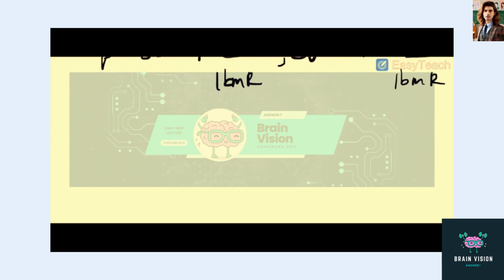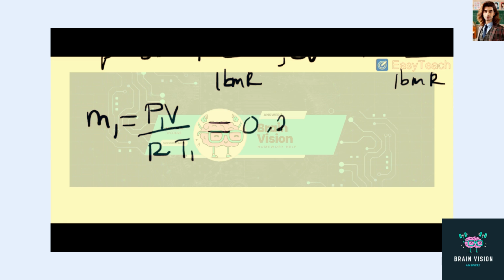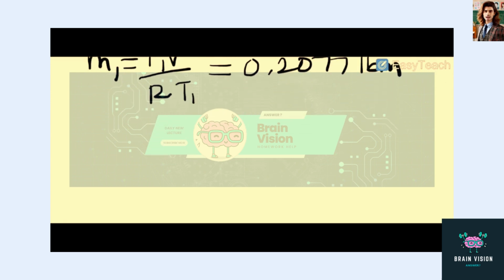Now we can solve for the initial mass. M1 is equal to P1 V over R T1. This is just the ideal gas law rearranged. We know P1, the volume, R, and T1, because these are all given to us or looked up in the table, and we see that M1 is equal to 0.2077 pound mass.